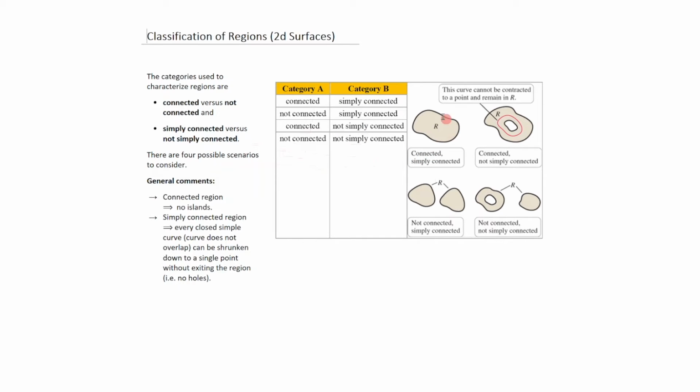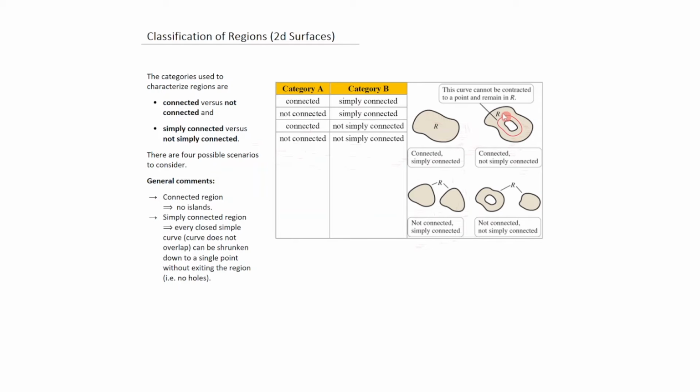So for instance, this type of region would be considered connected and simply connected. And these are the regions that we've been looking at in problems so far. This would be considered not connected and simply connected. These are like two islands, but each region is separated from the other, and could be treated quite nicely. Here, on the other hand, we have something which is connected, but not simply connected. And what does that mean?